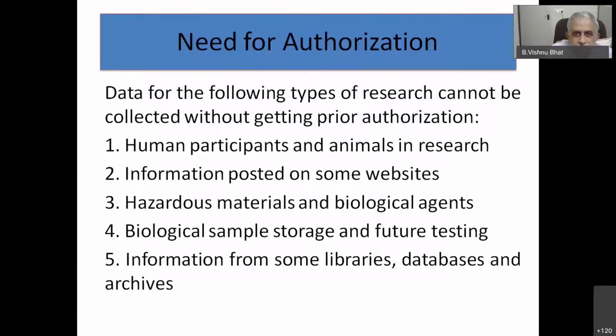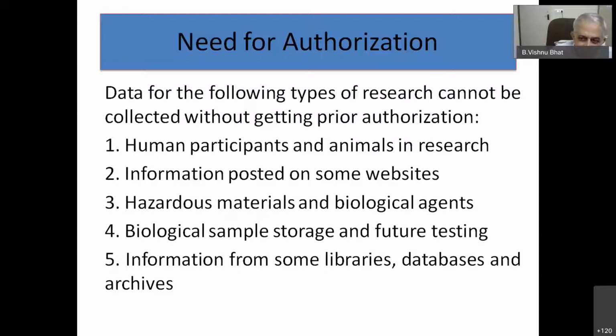Now, the need for authorization. When do you require authorization? Suppose you are including human participants, obviously you require authorization from the ethics committee. If you are doing animal studies, the animal research ethics committee has to give approval. If information is posted on a website, unless it is for the public, you have to take permission.